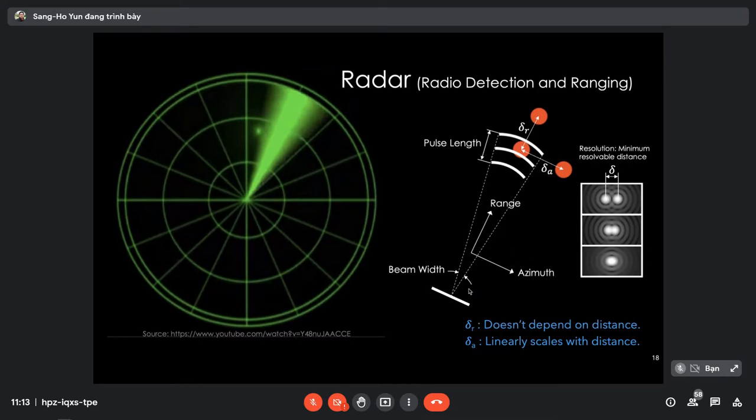You can also see that range resolution doesn't depend on the distance because it's pulse length dependent, but azimuth resolution scales linearly with distance because the beam width is fixed, but as you travel farther away, this swath width gets larger and larger.